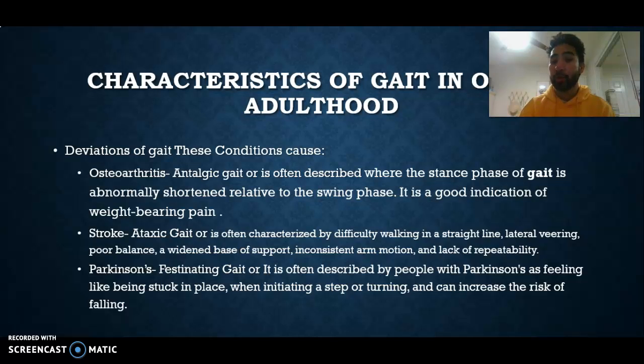With Parkinson's, people usually develop what is called a festinating gait, often described as being stuck in place when initiating a step or turning, and it can increase the risk of falling.